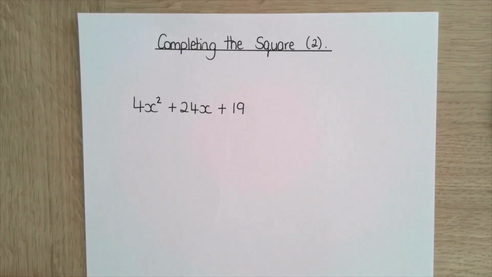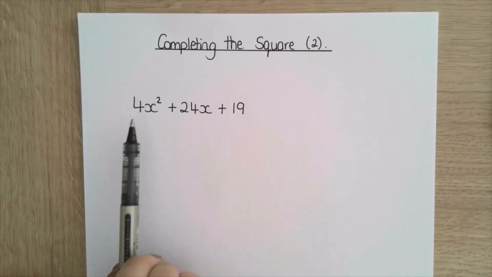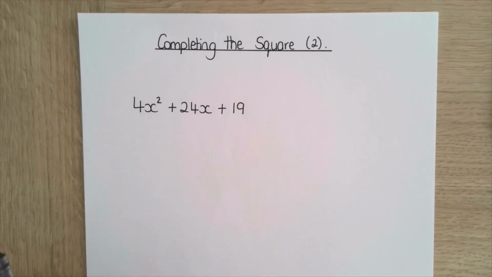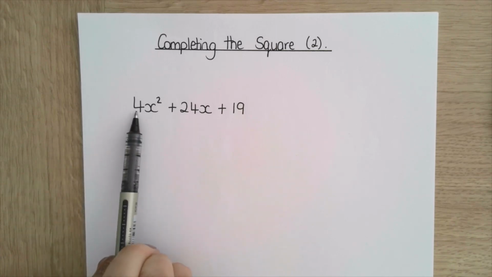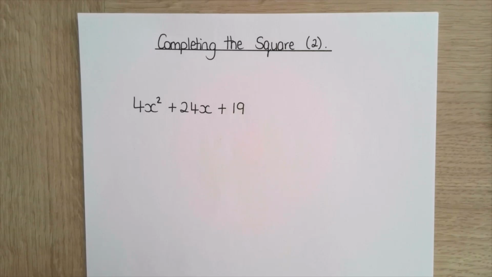Hi guys, this is my second video on completing the square. If you haven't seen the first one or you're not too confident on completing the square, then please do watch that first video. It shows the processes and how to complete the square on quadratic expressions. This one I'm just going to show you the extension part of how to do it when we've got things like coefficients of x squared this time, and also when we have a negative x squared as well.